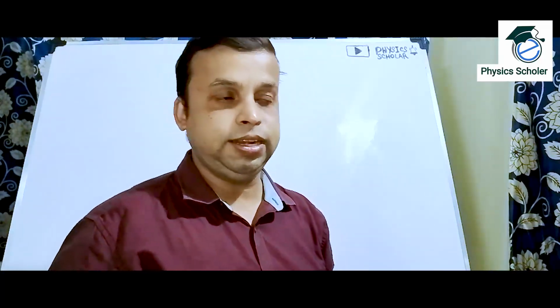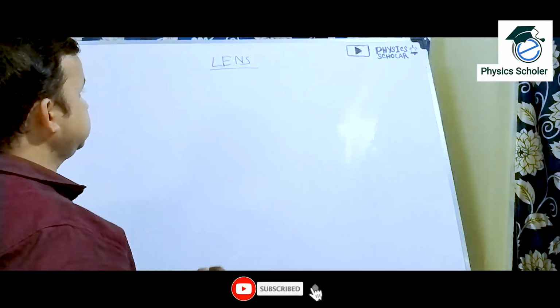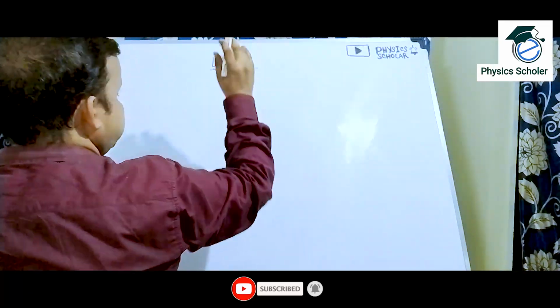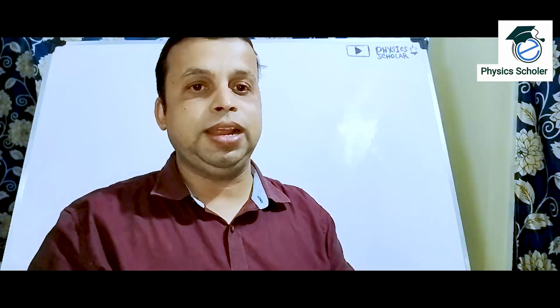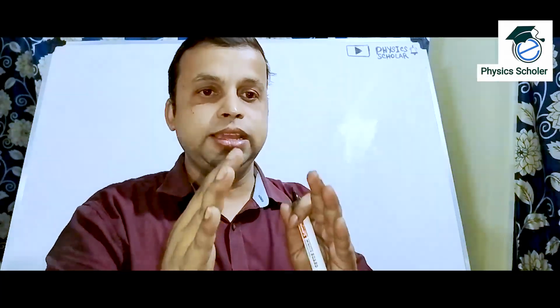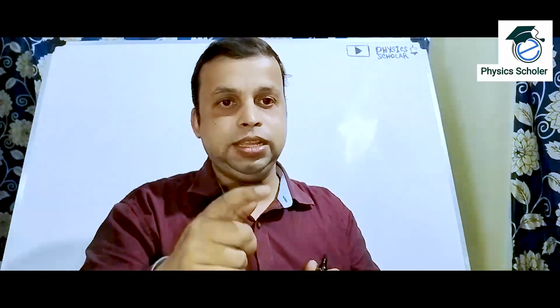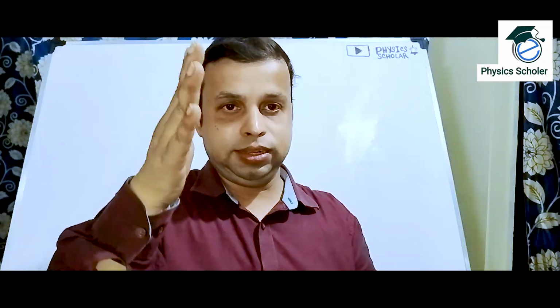So without further delay, I am now starting the topic. Lens. What is a lens? A lens is basically made of glass, and surrounded by two spherical surfaces or one spherical and one straight surface.